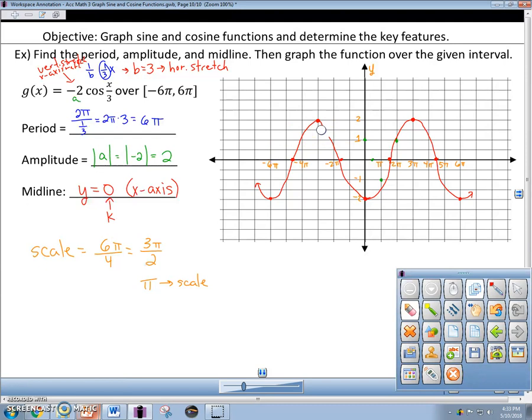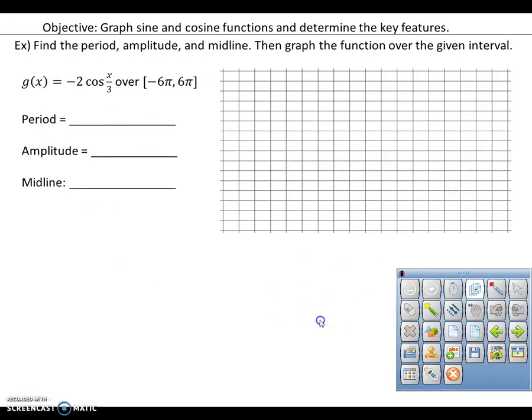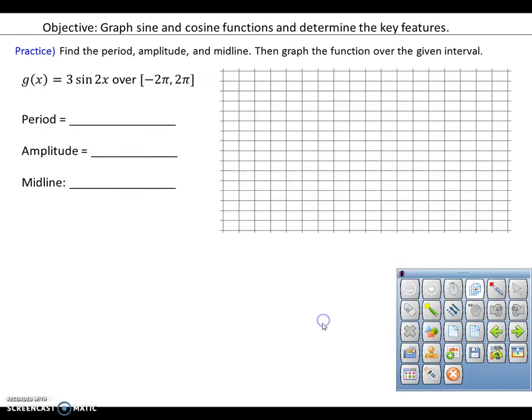The wave's not exactly very smooth up here. That will give us the basic graph of this cosine function over this particular interval. All right, and that is the last example. There are a couple of practice problems, which if you'd like to, you can pause here and give this one a try. Test yourself.